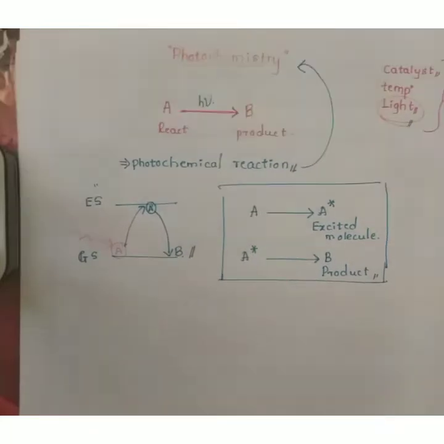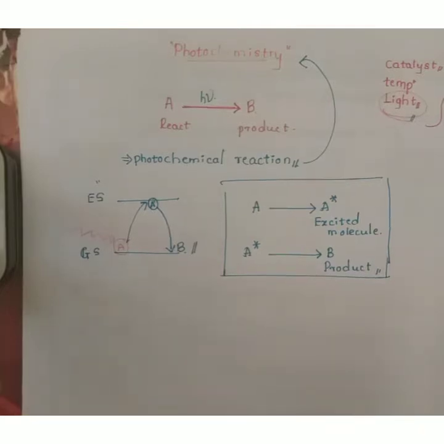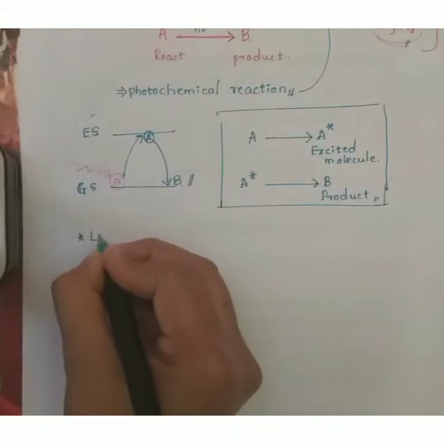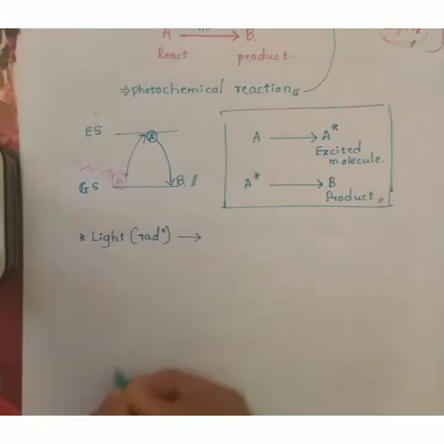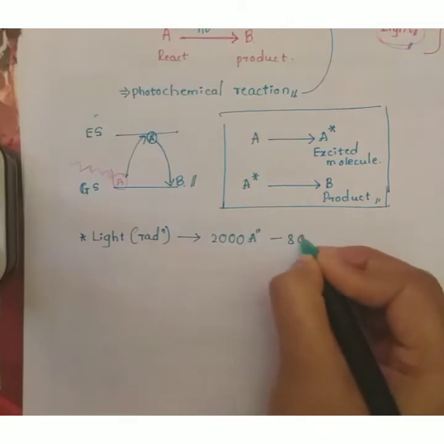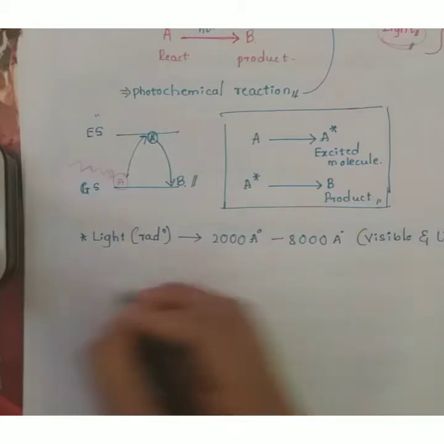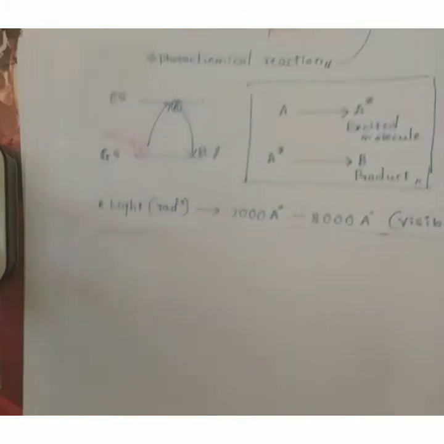So I am talking about light. What is the condition, which type of light, or the wavelength, that we are going to use to carry out the reaction? First, the radiation should be of a range that lies between 2000 angstrom to 8000 angstrom. That is nothing but visible light and UV radiations, which are usually used to carry out the chemical reactions.